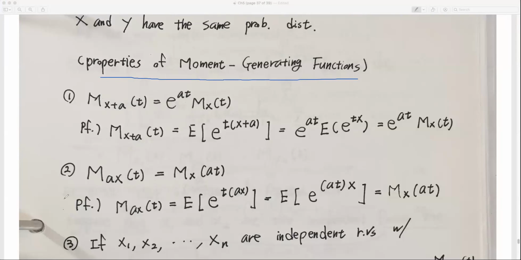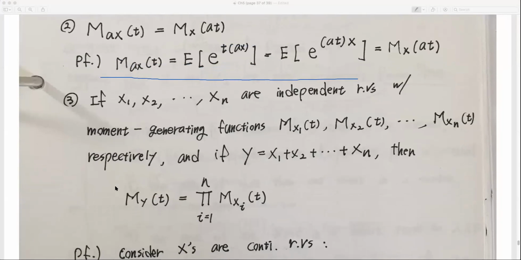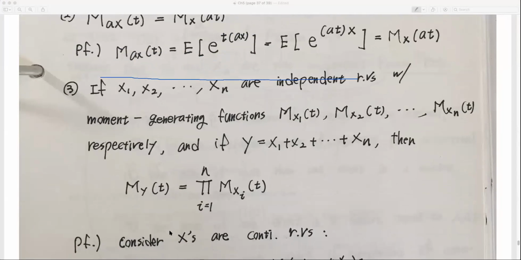Okay, so the next one: if X1 through Xn are independent random variables with moment generated functions M_X1 through M_Xn, then for the linear combination of the random variables X1 through Xn, its moment generated function is going to be the product of the moment generated functions of X1 through Xn. This is really cool.